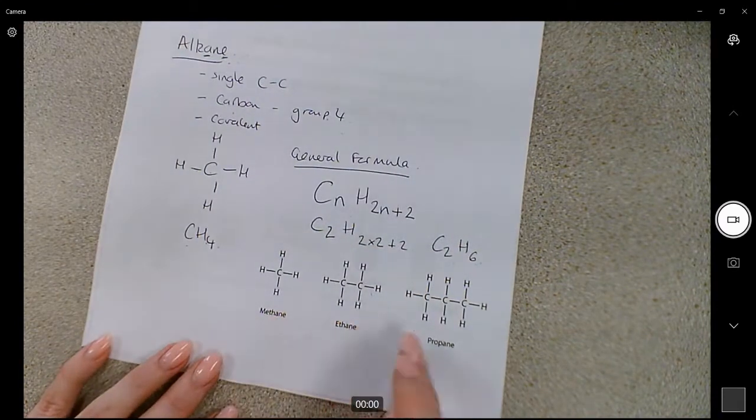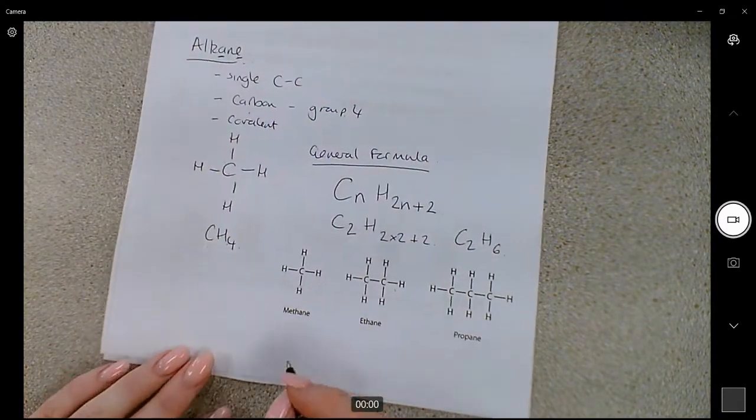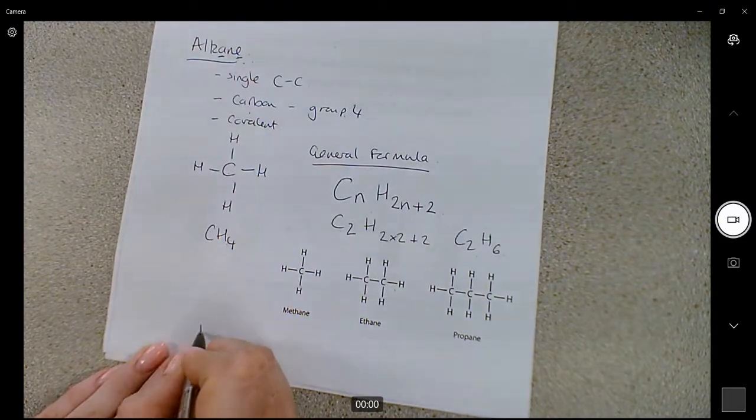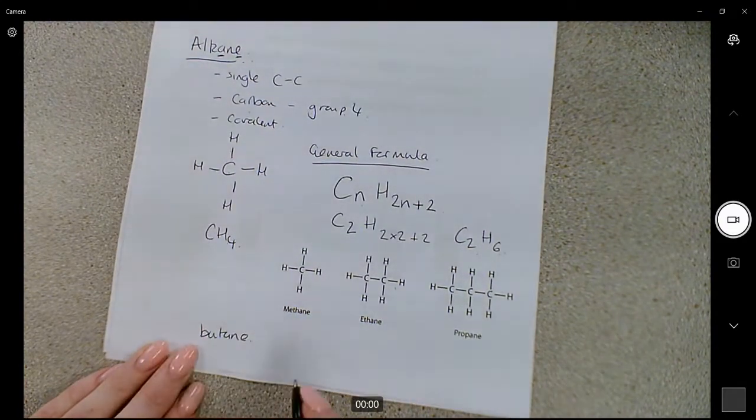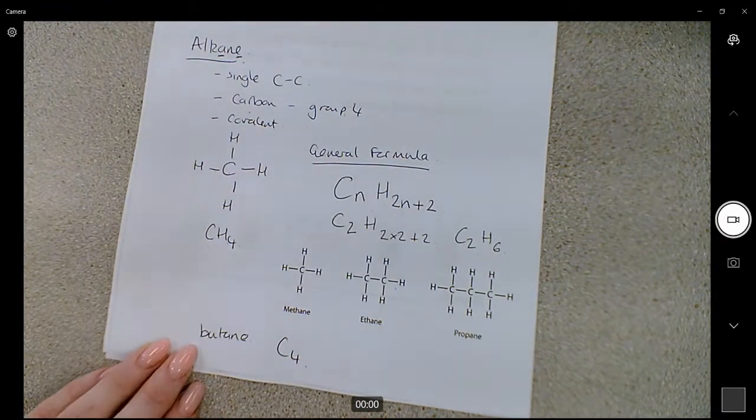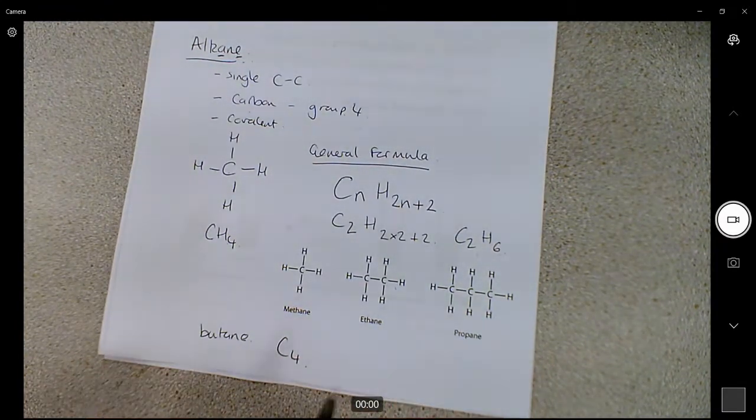As you can see, I've given you the first 3. So you can have a go at drawing butane, which is the next one in the line. So we've got essentially 4 carbons. What I'd suggest is to pause the video and give that a go, and then we'll go through it.